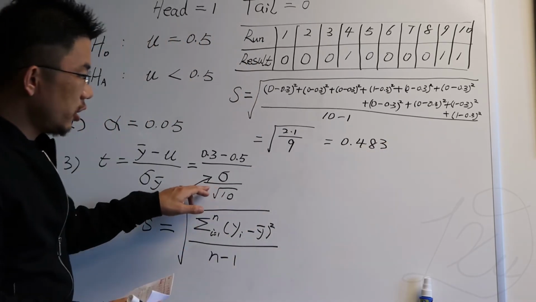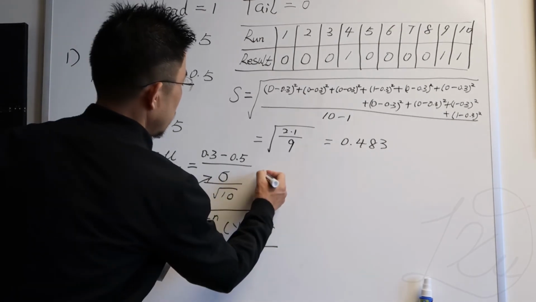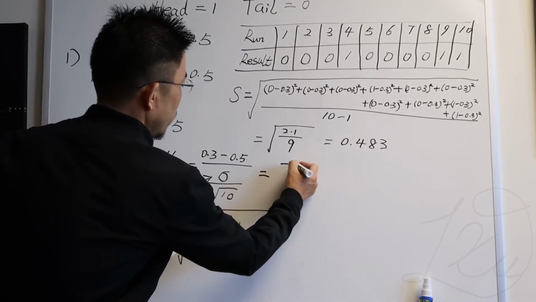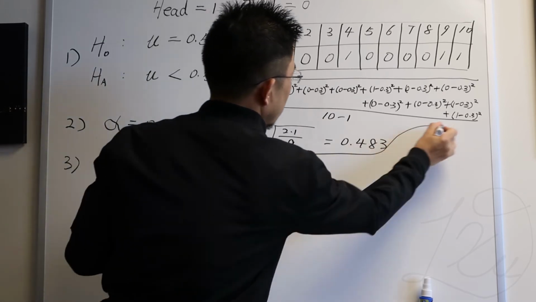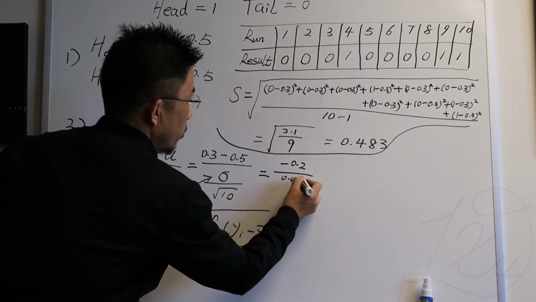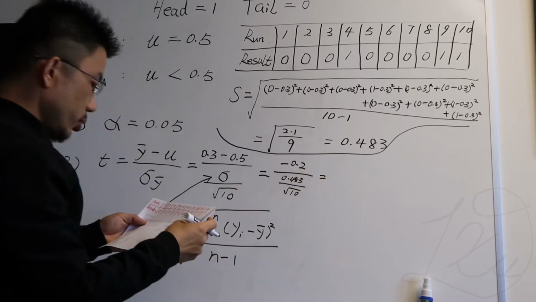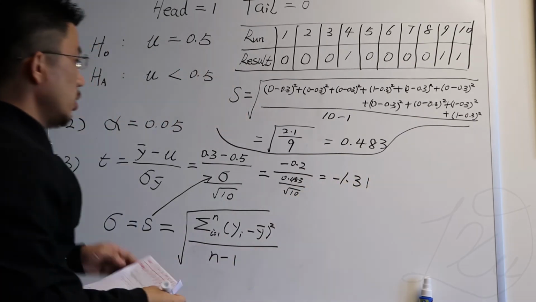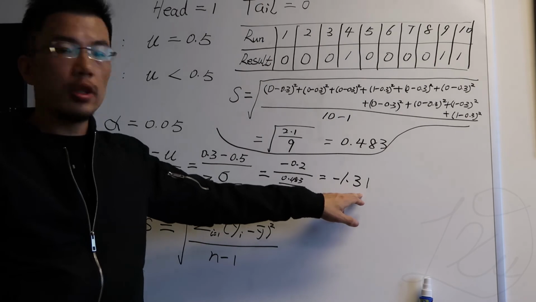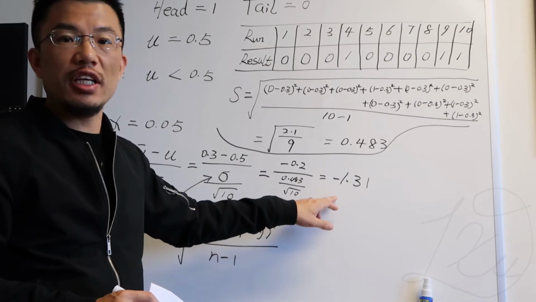Therefore, in this equation, we substitute 0.483 here. This equals negative 0.2 divided by 0.483 divided by square root of 10. That equals negative 1.31. So the t-value is negative 1.31. The next step is we find the p-value corresponding to this t-value.